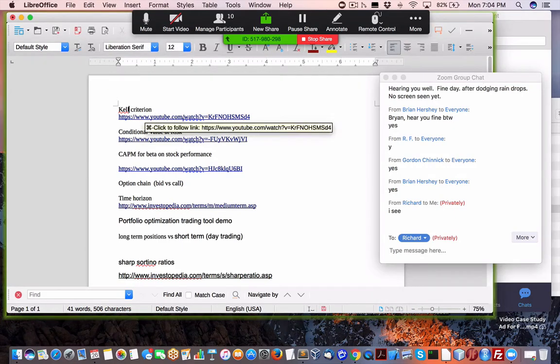Okay, so like I said, we're going to talk about a variety of factors. Some of the more complex ones: Kelly criterion, conditional value at risk, CAPM, which is really used for beta, to compare your stock positions against your overall general gauge in the markets, which is usually the S&P 500.